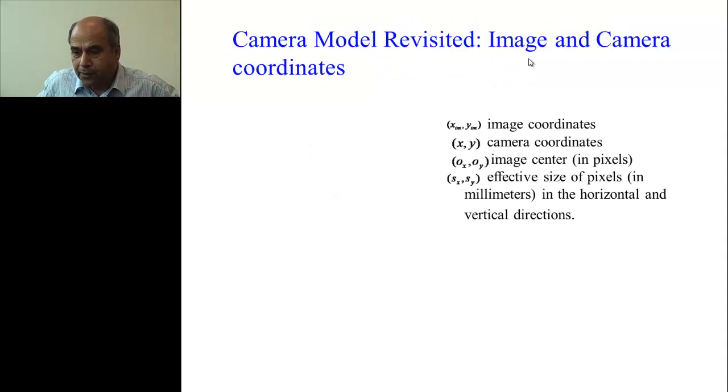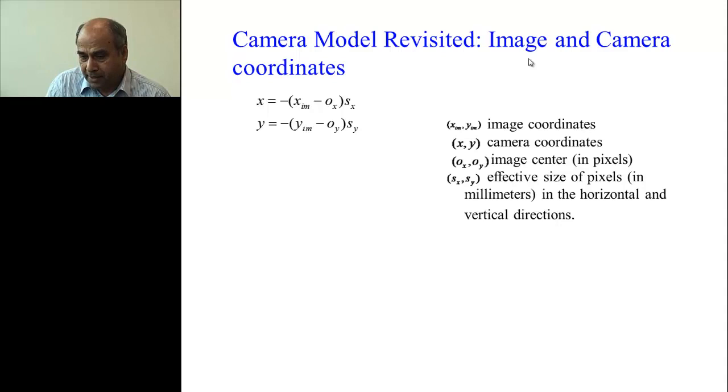Now we are going to relate these image coordinates, which we'll call x_im and y_im, to the camera coordinates, which are just x and y. The image center in pixels is ox, oy, and then we have the effective size of a pixel, which is sx, sy, in terms of millimeters or centimeters in the horizontal and vertical directions. Using this, we can write down x and y, the camera coordinates, in terms of the image coordinates, the image center ox, oy, and these scaling factors. Okay, and this we can rewrite like this. x_im from here will be equal to minus x upon sx plus ox, the origin, and similarly y_im. So that gives you the transformation from the camera coordinates to the image coordinates in terms of the origin translation and these scaling factors.